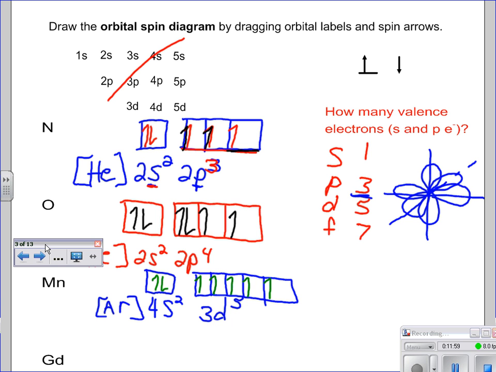And last one that we'll look at, Gd, which is number 64. So everybody find number 64. And in this case, what's your most recent noble gas? Let's see. Xenon. And then after that, what's it going to be? 6s2, then what? 4f8. Good. 6s2, 4f8. So when we draw our boxes, we're going to draw 1 for the S. How many for our F? 7.